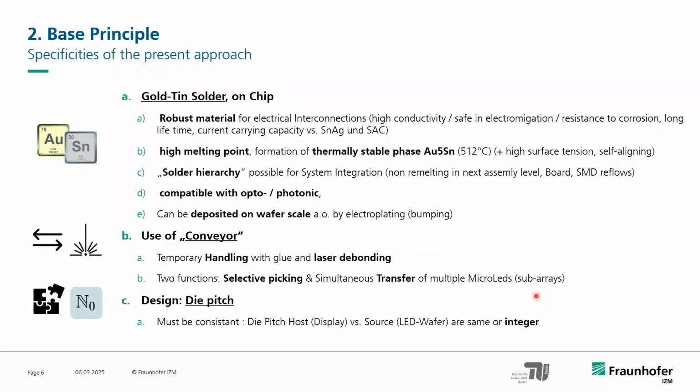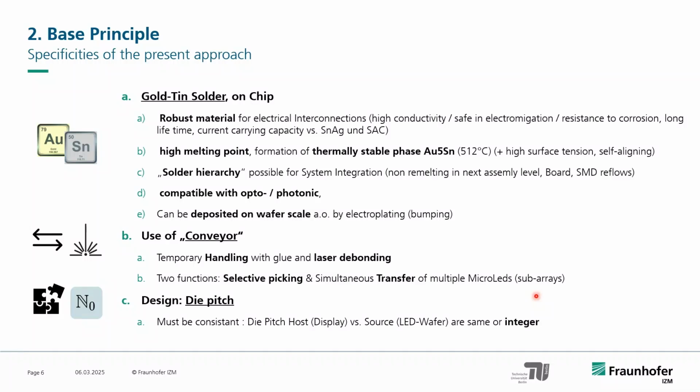We have three big specificities in the present approach. The first one: we use a gold-tin solder that we apply on the chip. Why did we choose gold-tin? It's a well-known robust material for electrical interconnects. It has high conductivity, it's resistant to corrosion, and so on. It has a high melting point, where you form a thermally stable Au5Sn phase, which remelts above 500 degrees C.